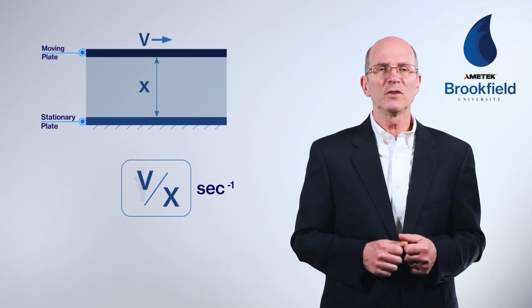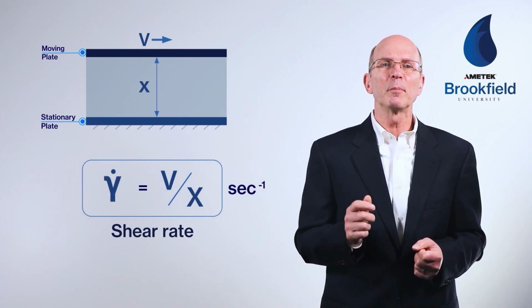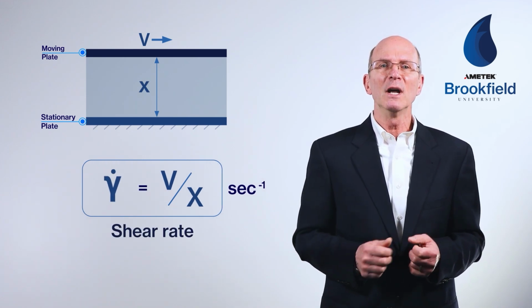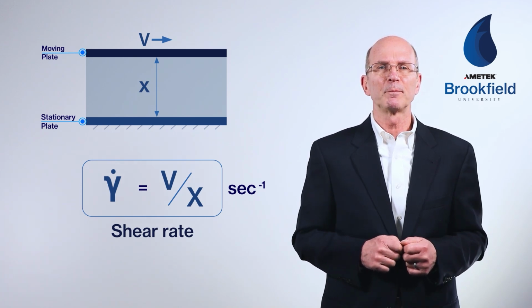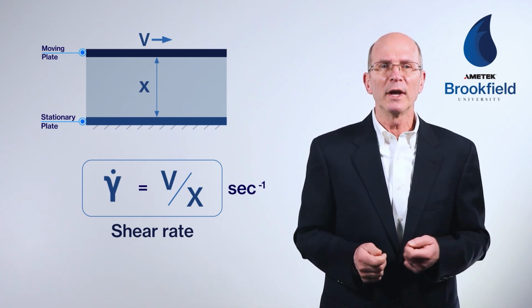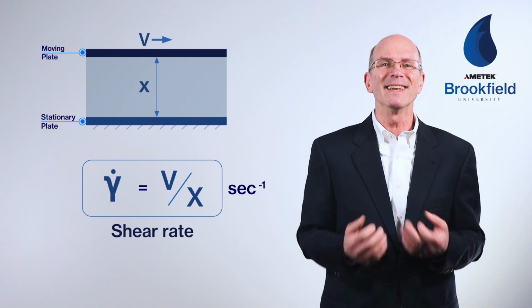This is the formula for shear rate. This assumes that the plate length is significantly greater than the distance between the plates. Since the spindle is always rotating, it appears to the sample to have infinite length.